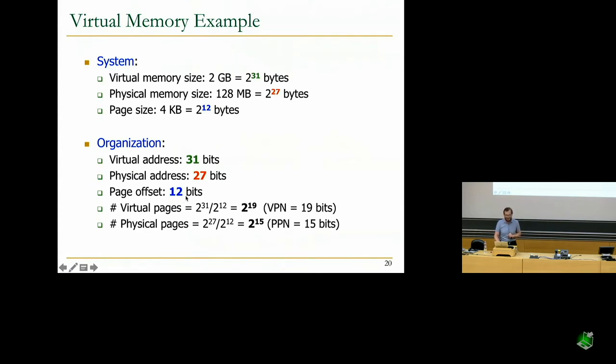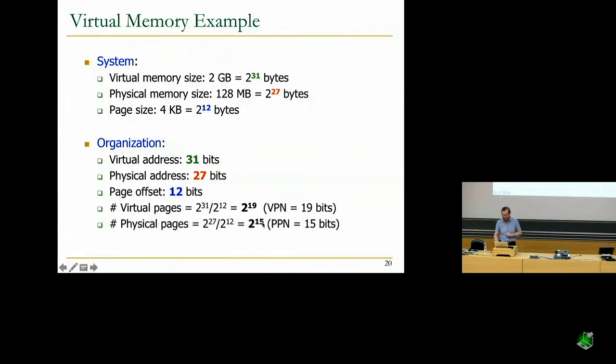Page offset is only 12 bits, which means that the number of virtual pages you have is 2 to the power of virtual page number size, 31 minus 12. That's 2^19, right? And your virtual page number is 19 bits. And the number of physical pages you have is 2^(27-12), which is 2^15, right? So hopefully this is obvious. And your physical frame number or physical page number is 15 bits, which is essentially putting the same example over here in words.